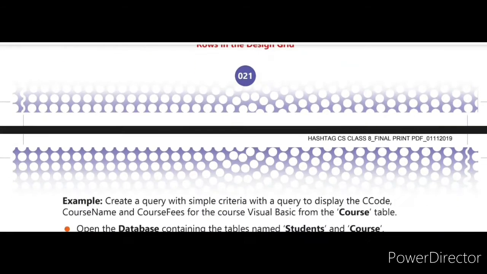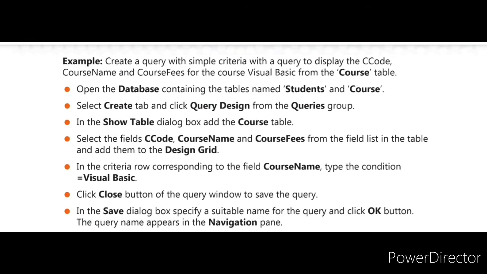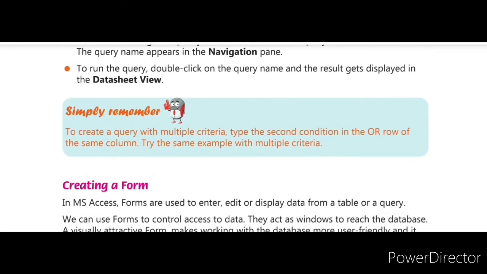Next, we have seen one example to create a query with simple criteria to display the course code, course name and course fees for the course Visual Basic, from the course table. These are the steps to be followed. Here we are going to give the criteria as equal to Visual Basic. You are going to select the particular course Visual Basic. So these are the steps to be followed to create a query.